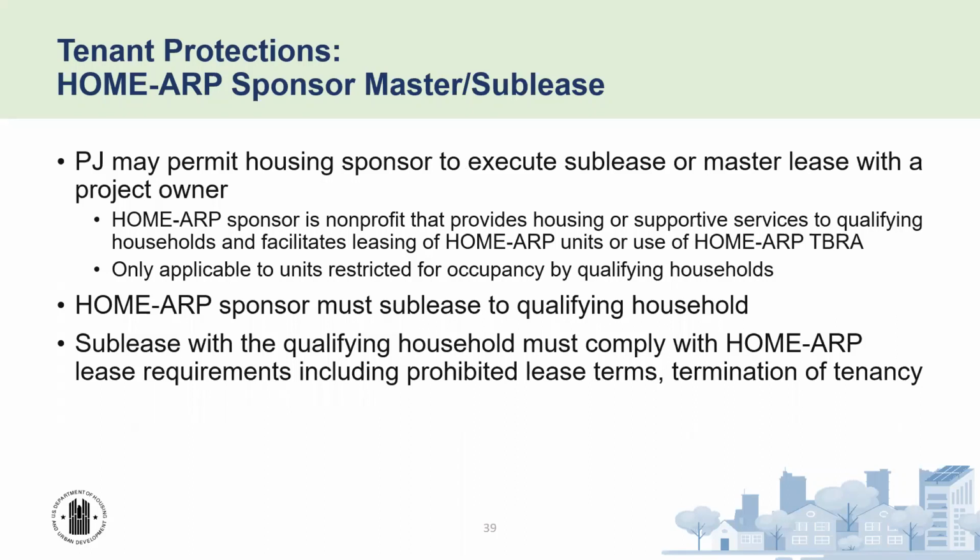In lieu of leasing HOME-ARP units directly to qualifying households, a PJ can permit a project owner to sublease a unit or execute a master lease for multiple units with a local nonprofit sponsor that has experience providing housing and supportive services to individuals and families in the qualifying populations. If a housing sponsor subleases a unit or executes a master lease for multiple units, it must execute a sublease directly with a qualifying household that complies with the HOME-ARP tenant protections, including the prohibited lease terms and the restrictions on termination of tenancy. Next slide.